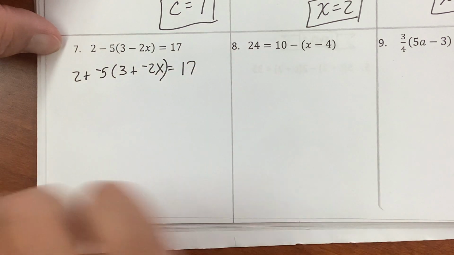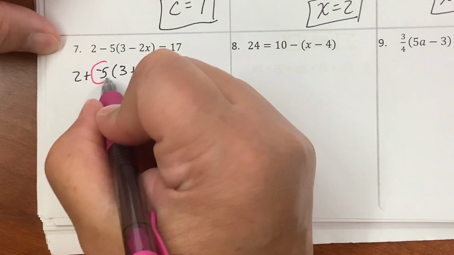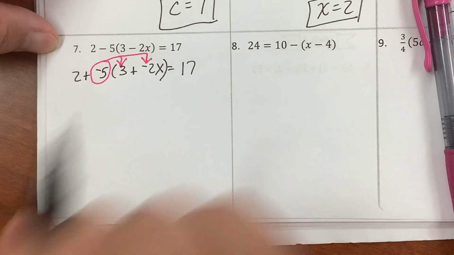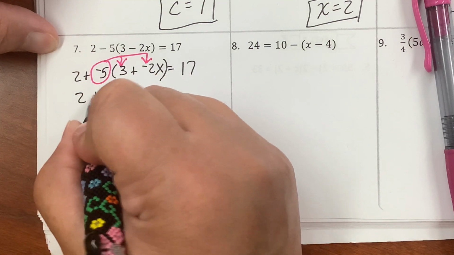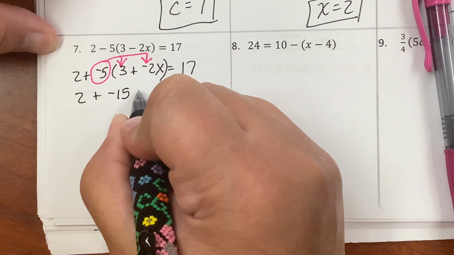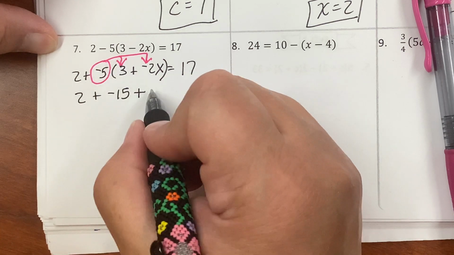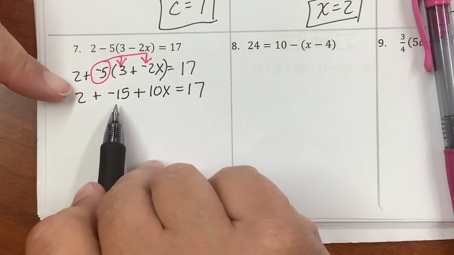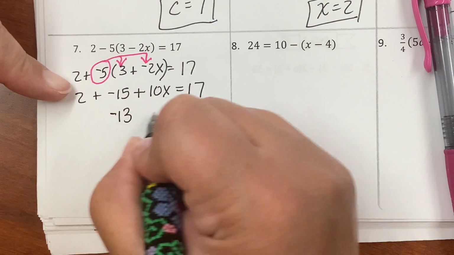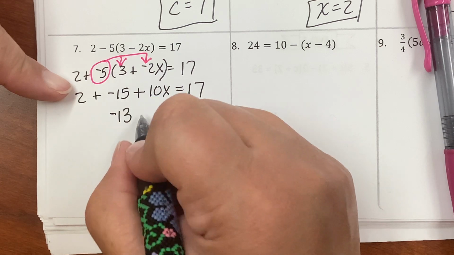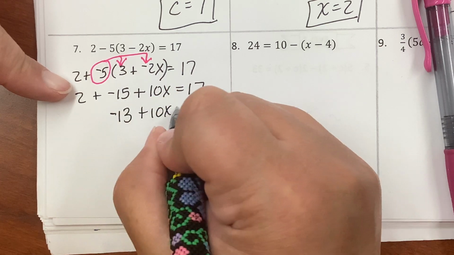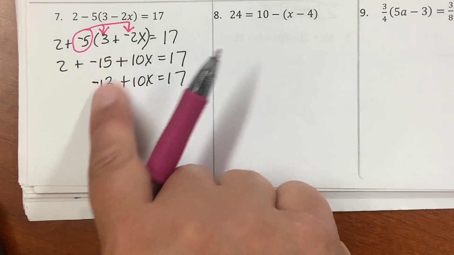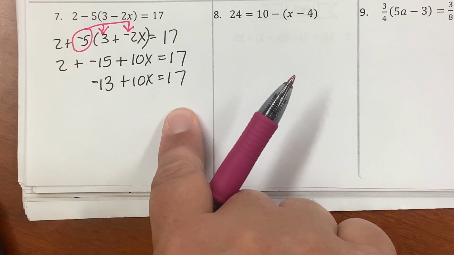Put the parenthesis back. So now when I distribute, it's negative 5 times 3 and negative 5 times negative 2. So I'll have 2 plus negative 15 plus negative times negative is positive 10x equals 17. 2 plus negative 15 is negative 13. The signs are different. You subtract, keep the sign of the larger number. Plus 10x equals 17. So distribution, combine like terms, down to a two-step problem.